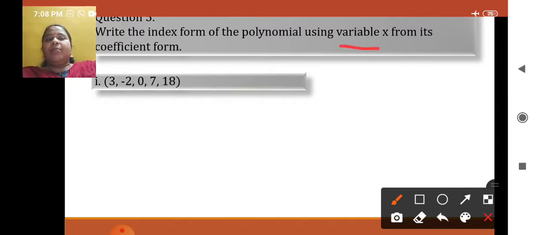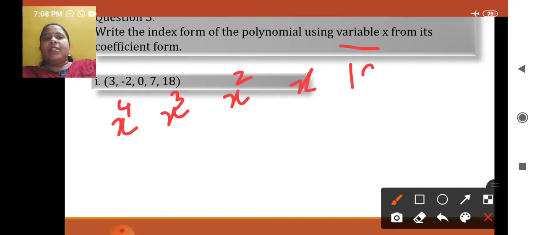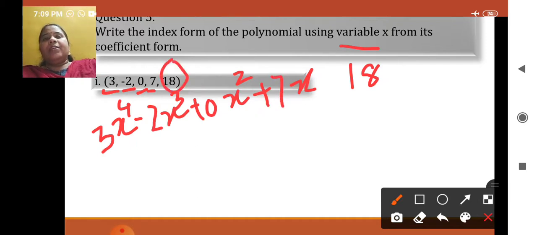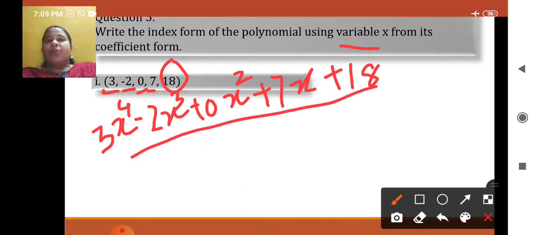They want it with variable x. Okay. So I will be writing x raised to 4, x raised to 3, x square, x and then the constant number, that is 18. Now what sign and what number has to be written? It is 3 here. So I will be writing 3x raised to 4. Then I can see minus 2 here. So this will be minus 2x cube. Then 0 here. Then plus 0x square. Then 7 here. That will be plus 7x. And then 18 here. So that will be plus 18. So this is nothing but the index form of this polynomial.